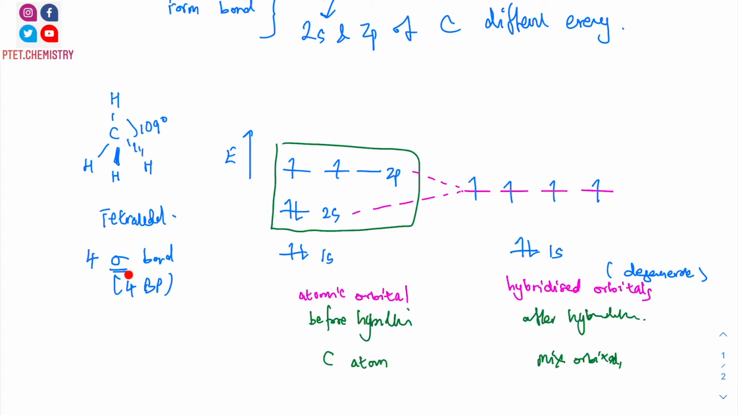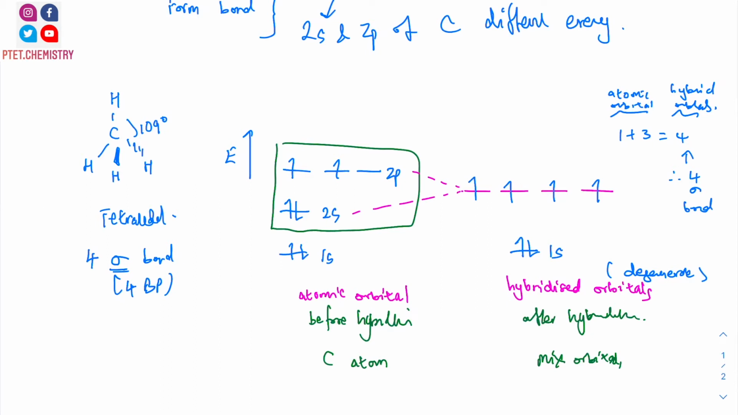You want to form 4 sigma bonds. That's why I have to mix in 1, 2, 3, 4: 1 orbital plus 3, 1 plus 3 will give me 4. These are atomic orbitals. This is a hybrid orbital. Why do I want to form 4? Because 4 sigma bonds will give you 4 bonding pairs.